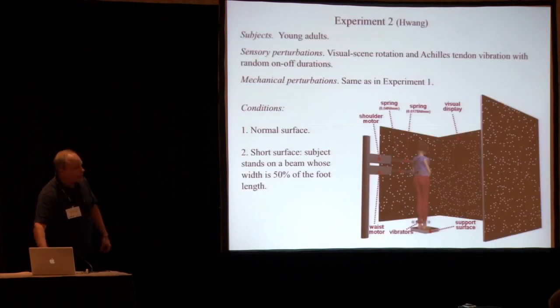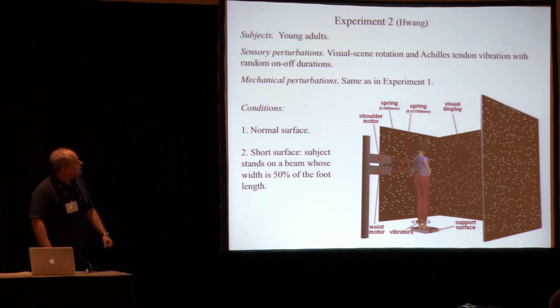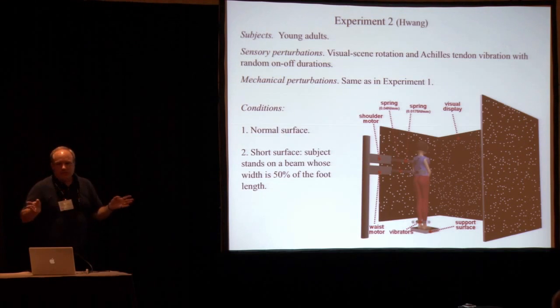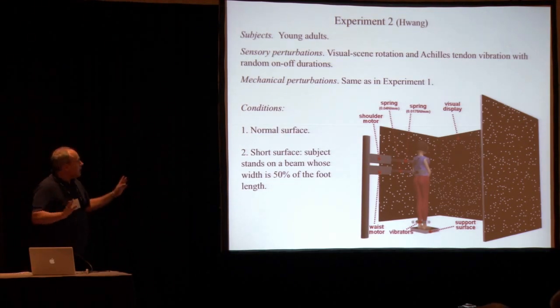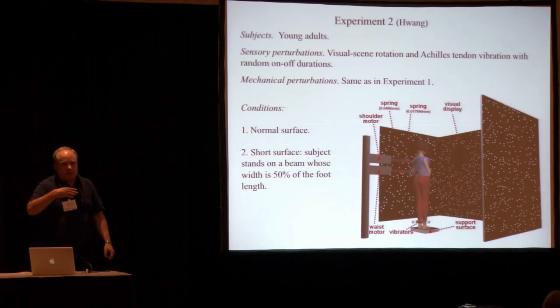And this is the second experiment, which is just young adults. Now there's two sensory perturbations. The second one is not relevant to this question of the open loop effect of vision, but there was also an Achilles tendon vibration. But now we have two surface conditions. We have subject standing on a normal flat surface, and we have subject standing on a beam whose width in the anterior-posterior direction is 50% of the length of their feet.